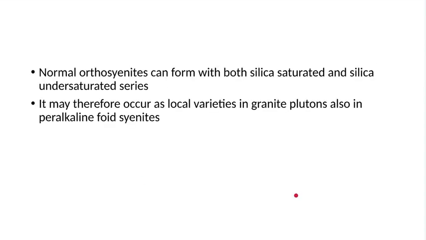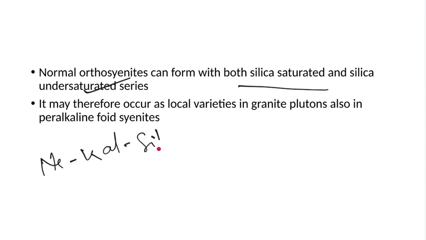Next, we are moving to normal orthosyenite, which can form from both silica saturated and silica undersaturated melts. And in the case of nepheline syenite, you have already known that from a silica saturated melt and a silica undersaturated melt, we get an acidic rock and a basic rock.